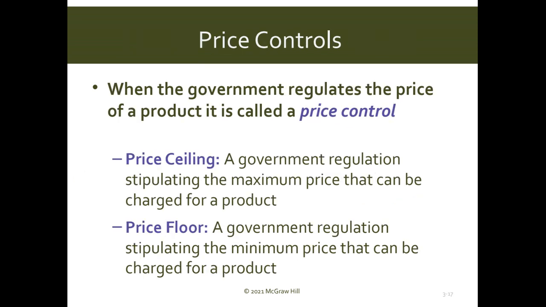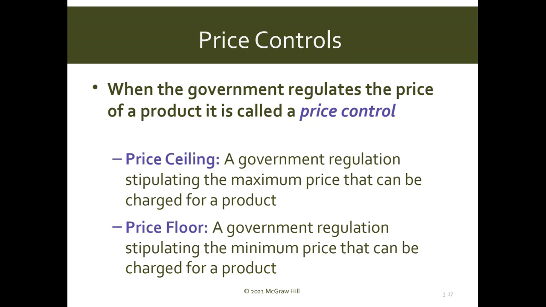So these are the two regulations that we are going to discuss. First, what we call price ceiling, and the other one is called price floor. When the government regulates the price of a product, it is called a price control. So these two are under the umbrella of price control regulations. Government actually regulates the price level of any specific product. Now, what is price ceiling? What is price floor? The definitions are on your screen.